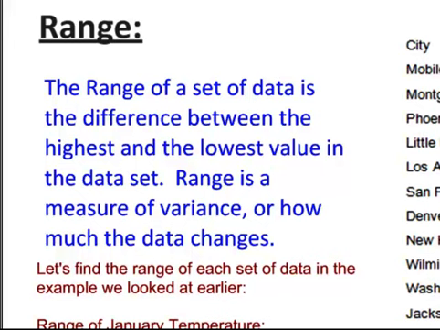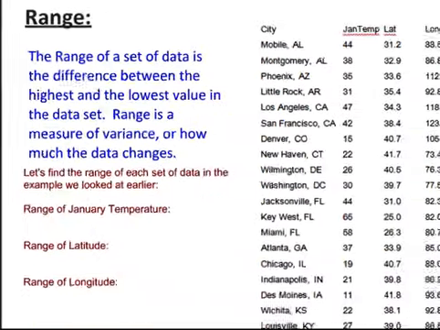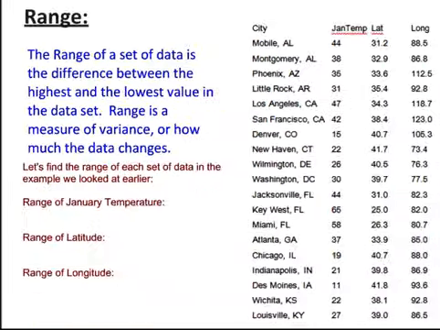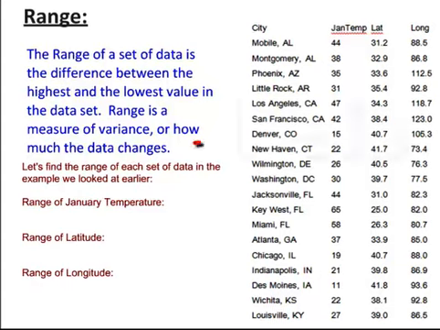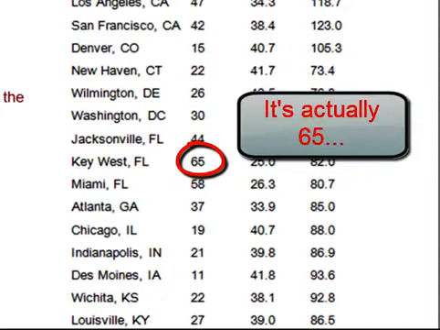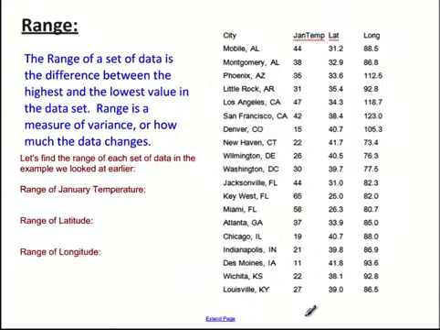So let's find the range of each set of data in the example we looked at earlier. What is the range of temperatures that we see in this January temperature list? Well, the highest is 68, let me look at the previous one. The highest temperature was 68, and the lowest is 11. So the range is 54.